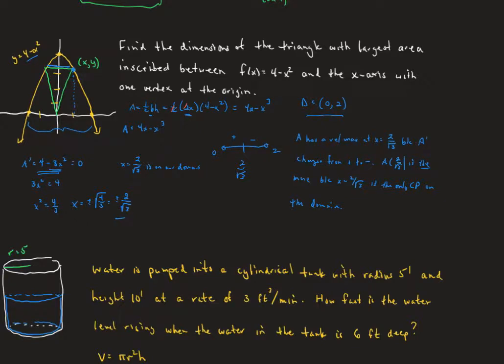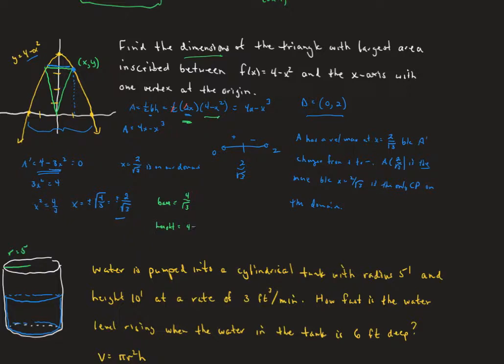Okay, let's see if we've answered the questions. I don't think we have yet. We need to find the dimensions. So remember, our base was the 2x, so our base is one dimension. That's going to be 2 times 2 over square root of 3, which is 4 over square root of 3. And the height is our other dimension, and that's going to be our 4 minus x squared.